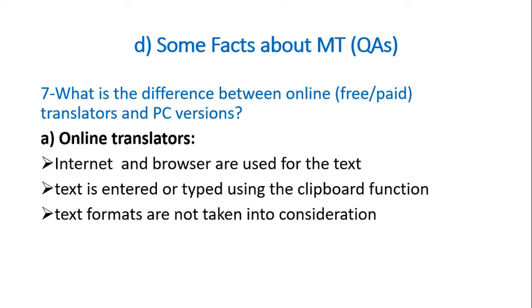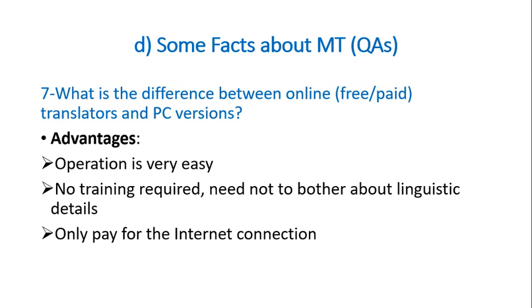First, talk about the online translators. Internet and browsers are used for the text, of course. Simple. For the online translators, I think we can keep in our mind Google, the best example. Text is entered or typed using the clipboard function. Text formats are not taken into consideration. Whatever format, whatever font type, size, bold, not bold, etc., these things are not important in online translators. You just copy them and paste them in the software and get your translation, regardless of the quality.